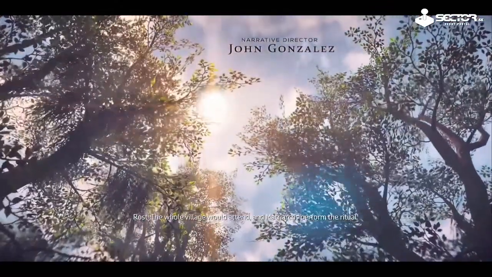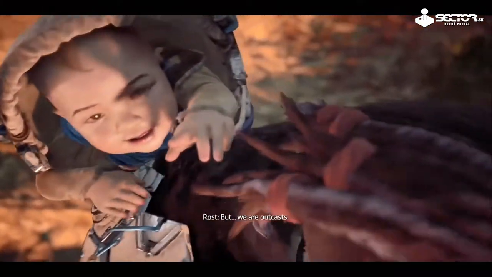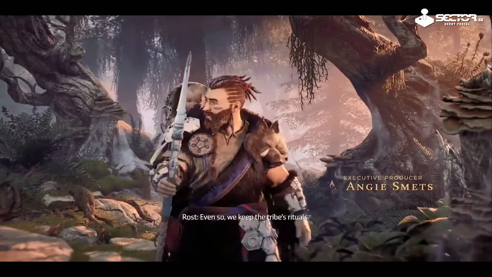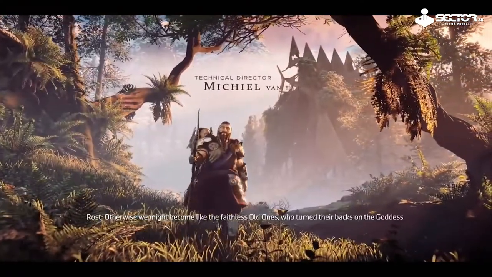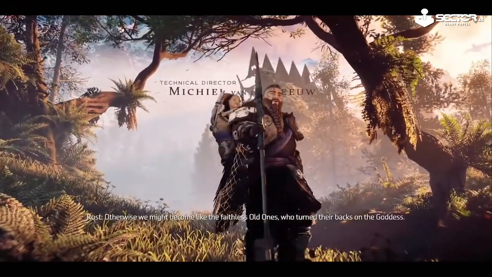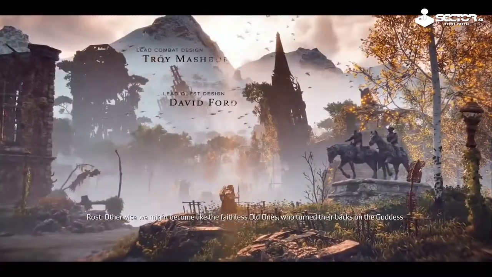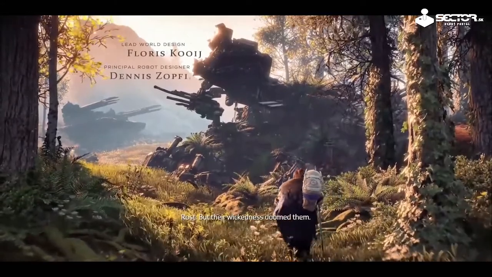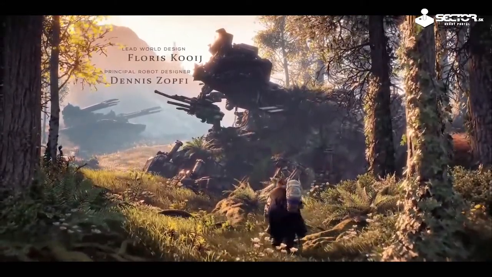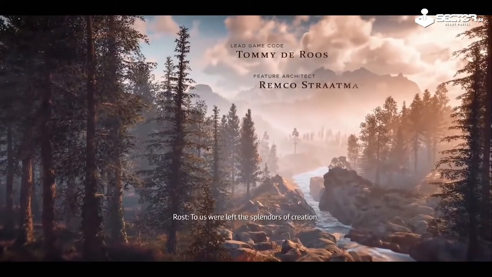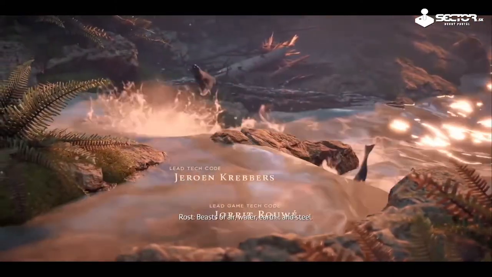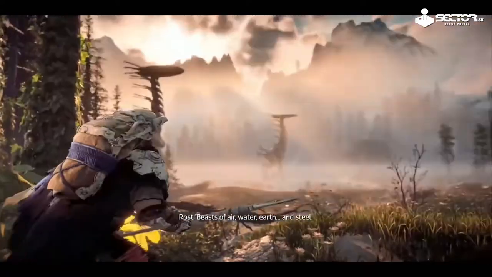The whole village would attend, and matriarchs perform the ritual. But we are outcasts. Even so, we keep the tribe's rituals. Otherwise, we might become like the faithless old ones who turned their backs on the goddess. But their wickedness doomed them. To us, we're left the splendors of creation. Beasts of air, water, earth, and steel.